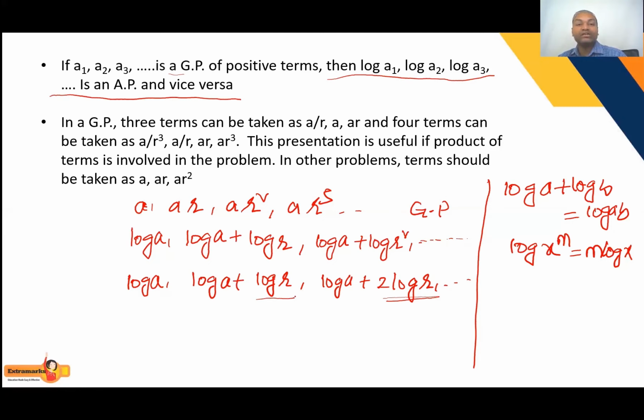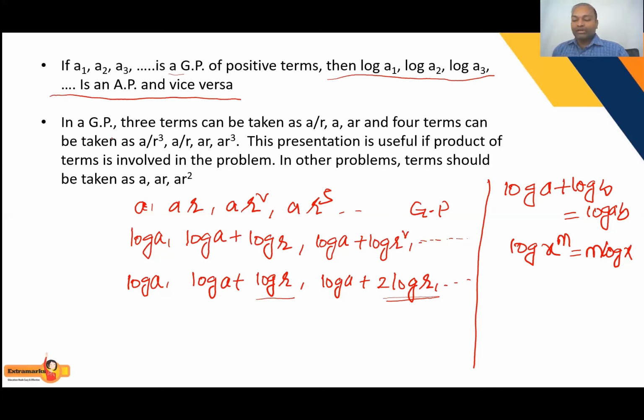The differences are the same, so it is in arithmetic progression. That is the meaning of the property. If the given sequence is in GP, then the logs of the corresponding terms will be in arithmetic progression, right? Let us come to the next property. In AP I explained, while solving questions, when the sum of 3 numbers is given, instead of taking A plus D, A plus 2D, I told one format. In the same way, GP also has one.